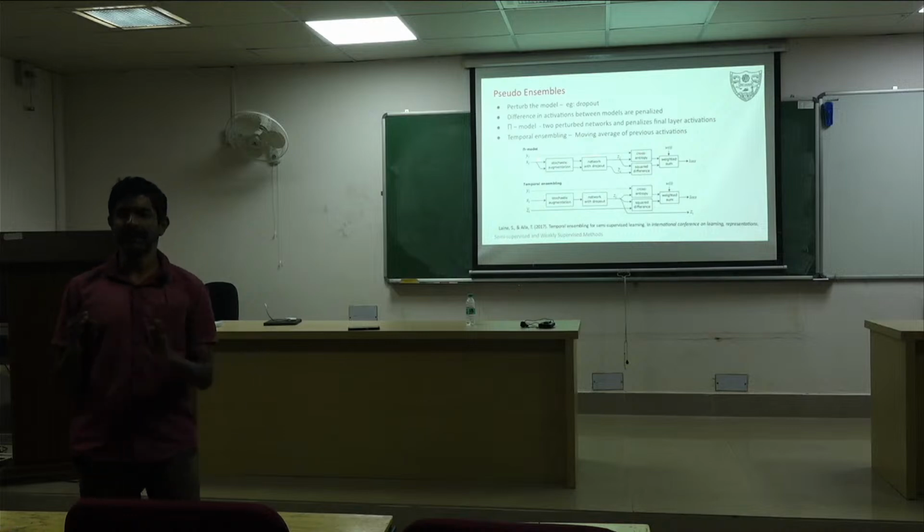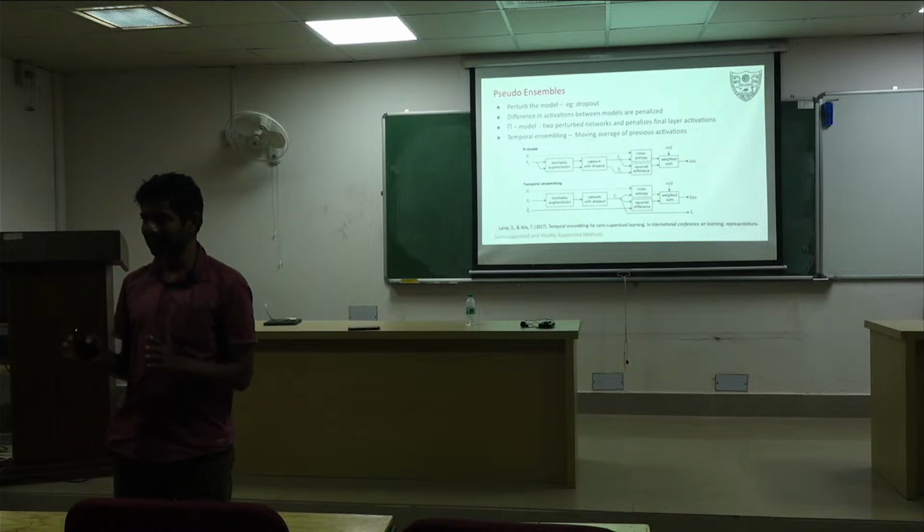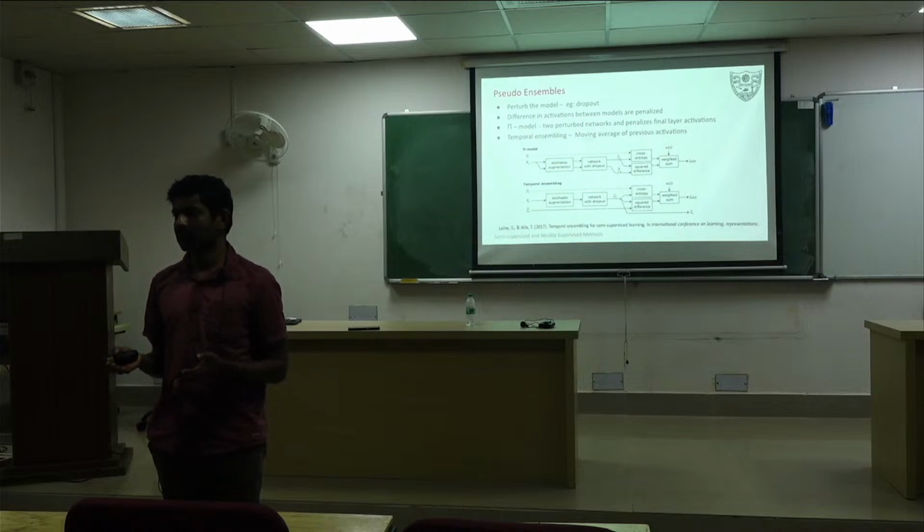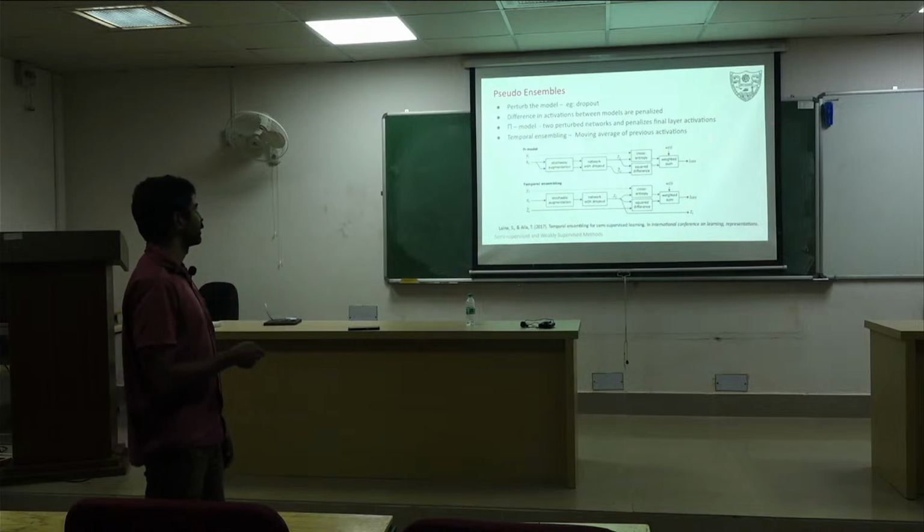You update the weights with a cross entropy. This is the labeled data. Now you have unlabeled data, where you don't know what the label is, so you cannot train it with a cross entropy.